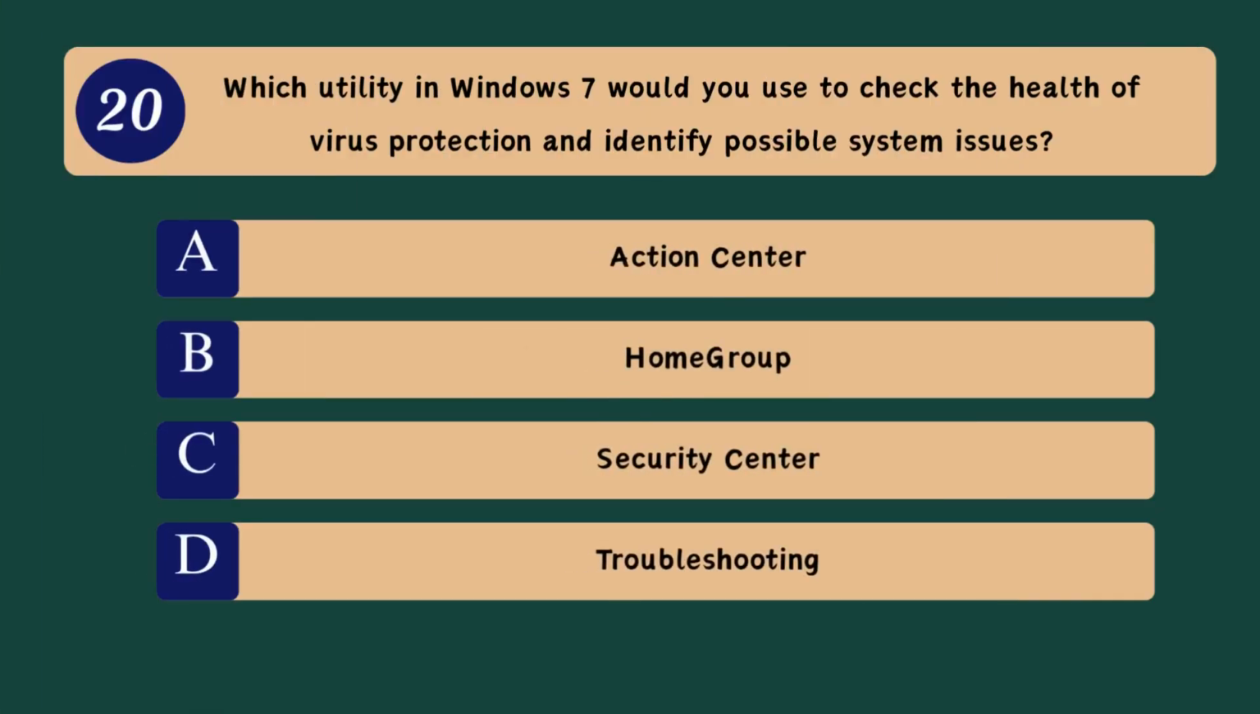Question 20. Which utility in Windows 7 would you use to check the health of virus protection and identify possible system issues? A. Action Center. B. Home Group. C. Security Center. D. Troubleshooting.